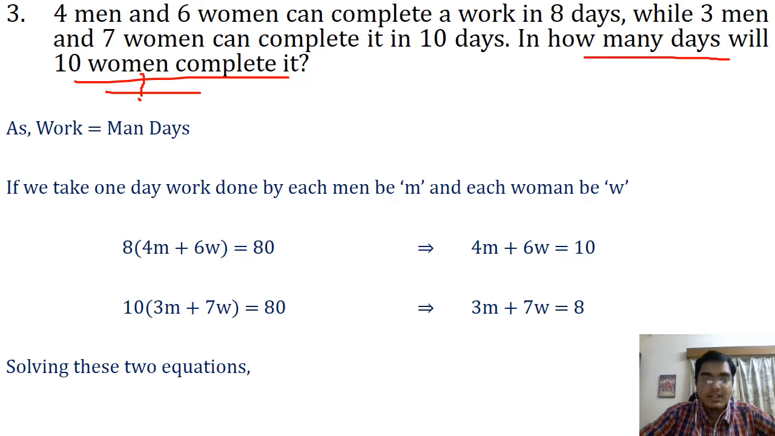That's it. So when we solve these two equations, first these two equations become, this gets cancelled out by 8. So 4M + 6W = 10. Similarly, 3M + 7W = 8.